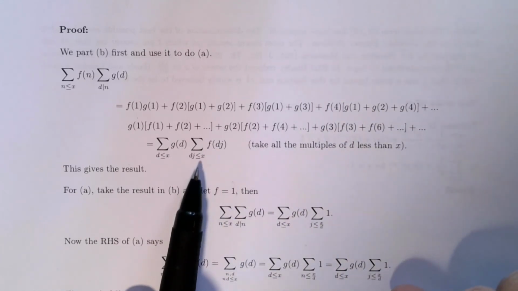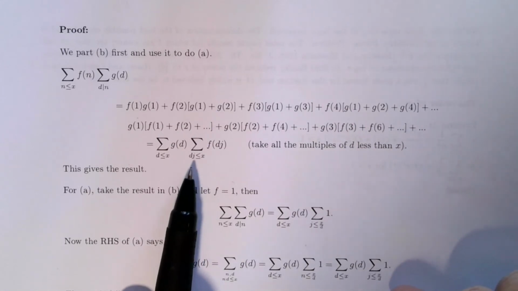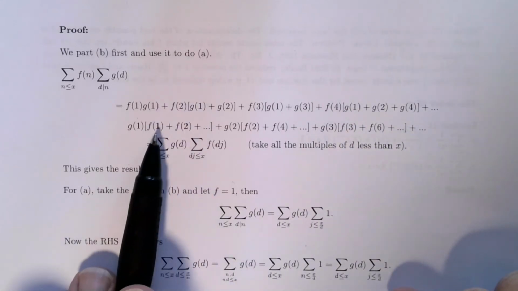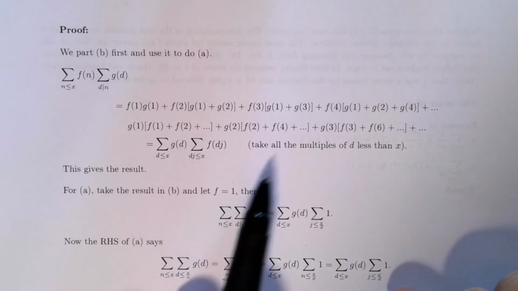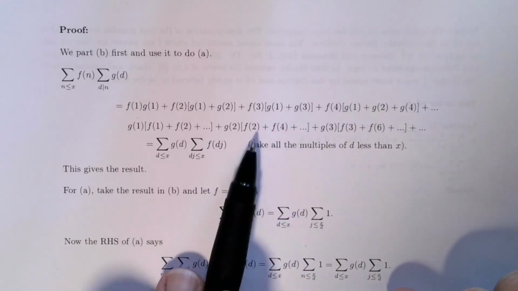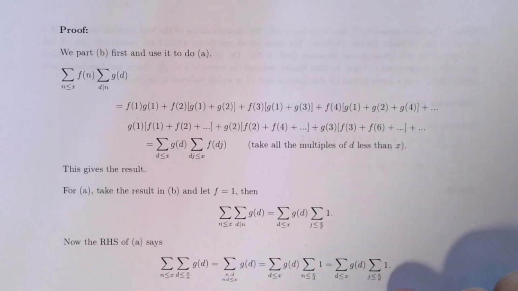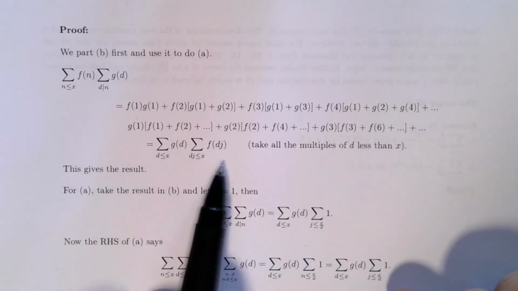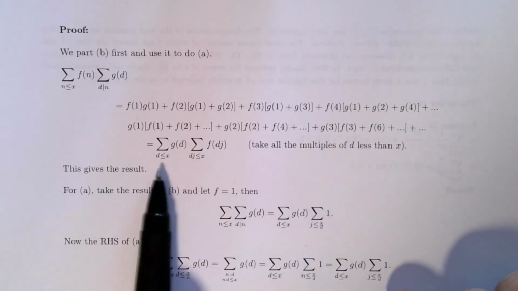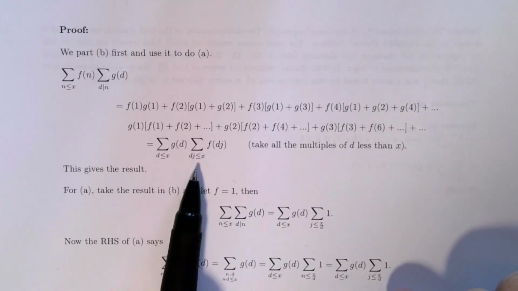And so in the case when d is 1, the multiples of 1 are 1, 2, 3 and so on. If d is 2, the multiples of 2 are 2, 4, 6. Multiples of 3 are 3, 6, 9 and so on. And so we see this is exactly the sum we had here, and that was the right-hand side of our identity.